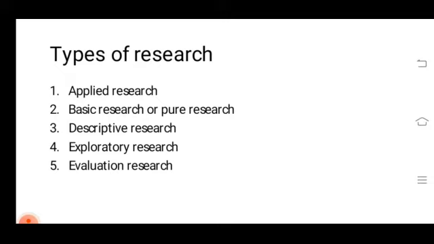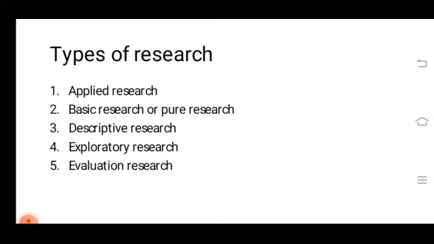Similarly, another type of research here we have is basic research or pure research. It is driven by scientific curiosity or interest in a scientific question. The main motive or focus of basic research is to expand human knowledge, not to create or invent something. According to P.V. Young, generating knowledge for knowledge's sake is termed simply as basic or pure research.